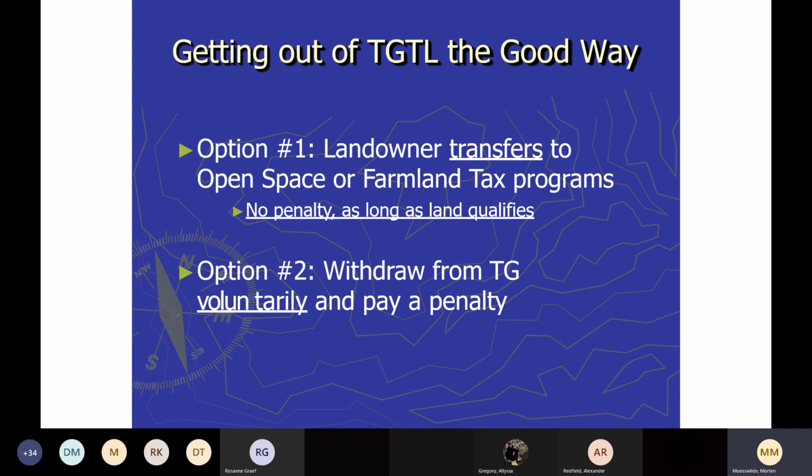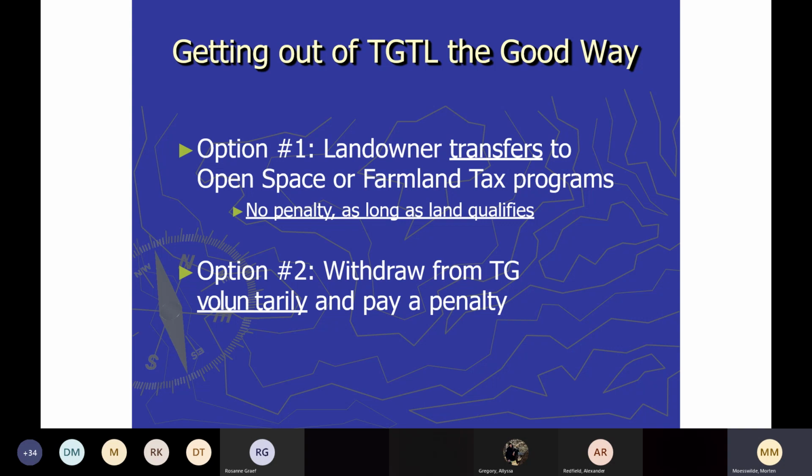Now, there are options, and it is possible to get out of tree growth. One of them is that you can transfer your land from the tree growth tax program to open space or to the farmland tax program, as long as the land is eligible for those programs. There is no penalty, again, as long as the land that you're switching qualifies for either the open space or the farmland program. And I'll ask Alex to jump in later on to talk a little bit more and clarify a couple of things about that. So you do have the option to transfer at no penalty to either of those programs.